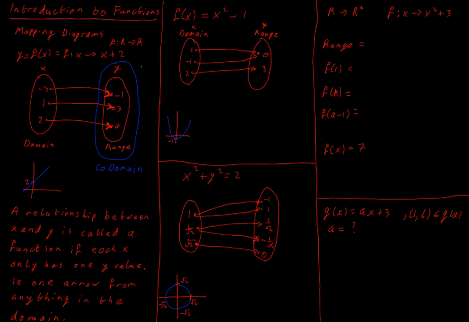There's no restriction on the type of y value that we can get out of this function, because we're just adding on 2 each time. So we start with real numbers and we can get real numbers out. So our function goes from real to real.